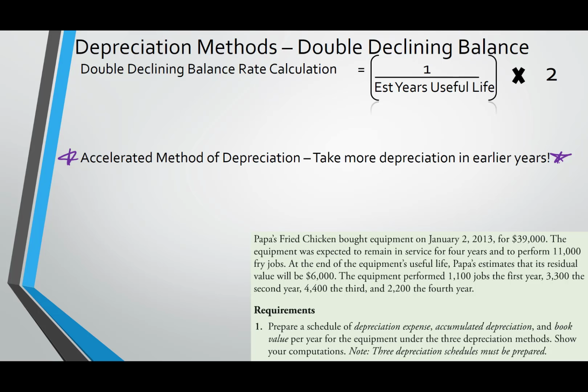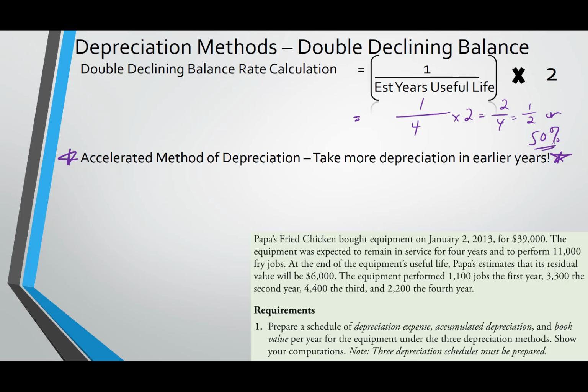Now, the first thing you have to do is calculate your double declining balance rate. And the way that we do that is we take 1 and we divide that by the estimated years of useful life, and then we multiply it by 2. So in this case, we're going to have 1 over 4 years times 2. That really comes out to be 2 over 4, or 1/2, or 50%. So in this case, our rate is 50% that we will use. That's really all the calculations we have to do on this page. We'll just go in here to the schedule to see how we work out the next piece of this.